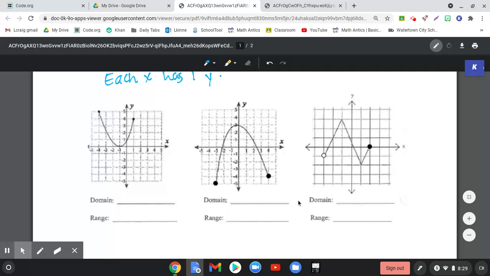Domain and range. Domain is your X values, so that's your width. Range, your Y values, that's your height. So your domain, find the furthest point to the left, goes from -4 to 1.